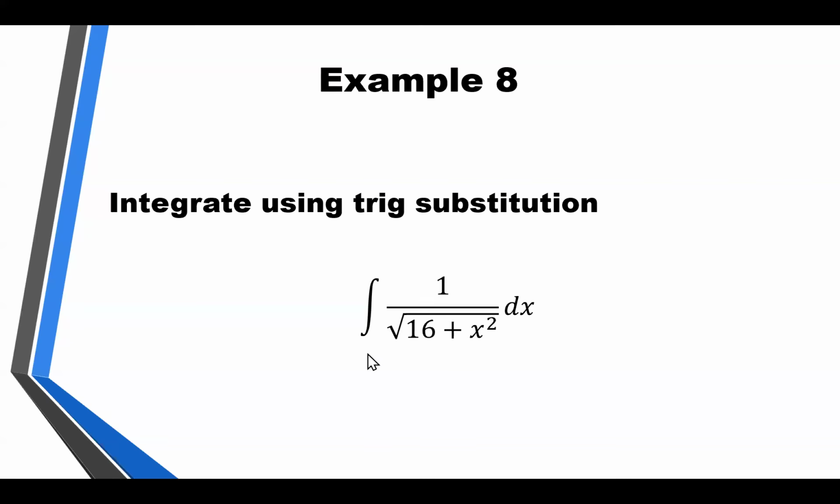Now, the previous one had 1 over the square root of 16 minus x squared. What if we just change the sign underneath the square root from 16 minus x squared to 16 plus x squared? Would we get something similar? Would we get something different? Would we get something crazy altogether? Well, let's go through this one using a plus instead of a minus.